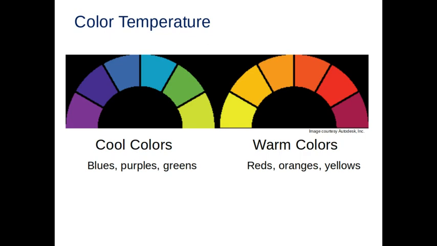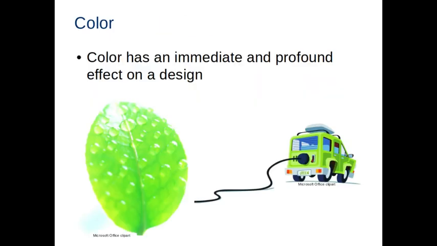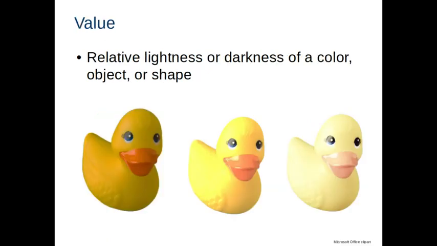You've also got things like warm and cool colors. Cool colors give you a cool or comforting or soothing feeling, whereas warm colors can give you more of an energetic or active feeling. Then you got color in general, which gives you a real strong effect on any design. Next up is value. So value is the relative lightness or darkness of a color, object, or shape. Okay, basically when you go from faded to full color here.